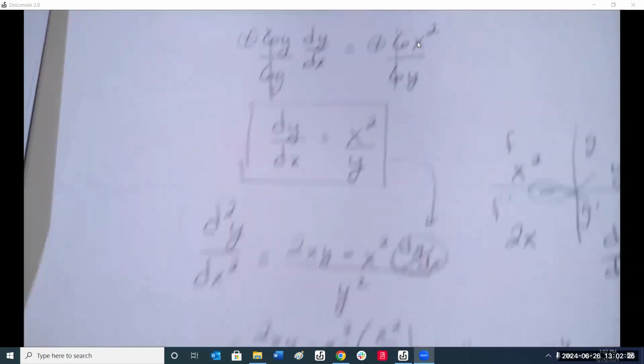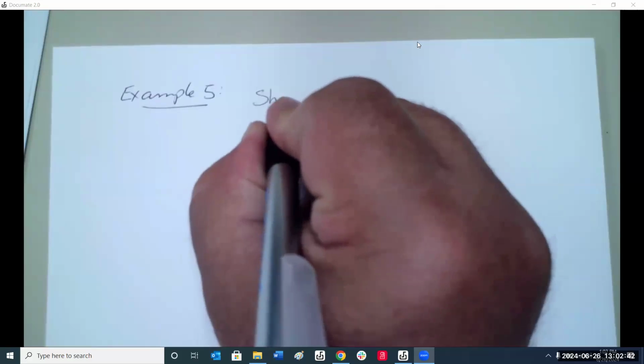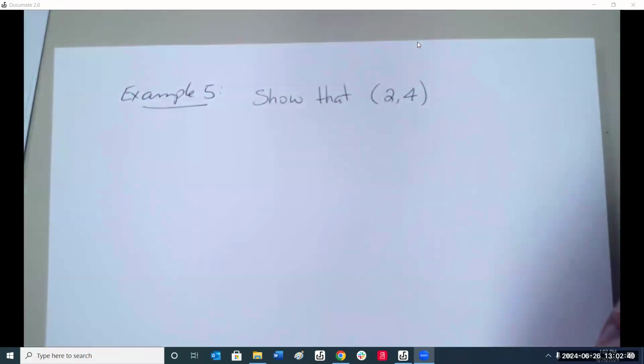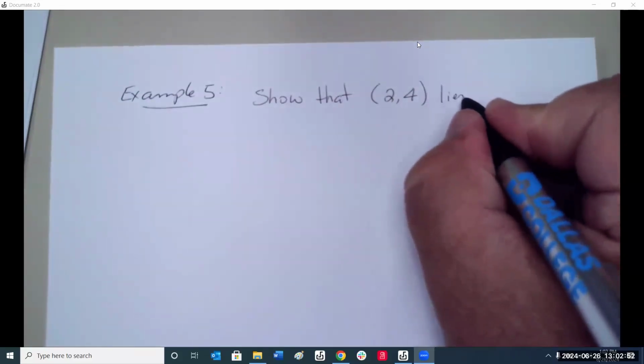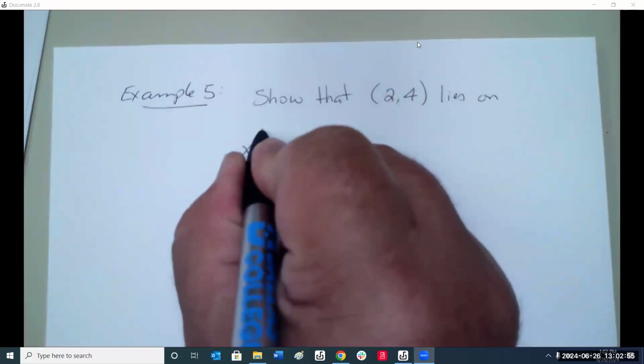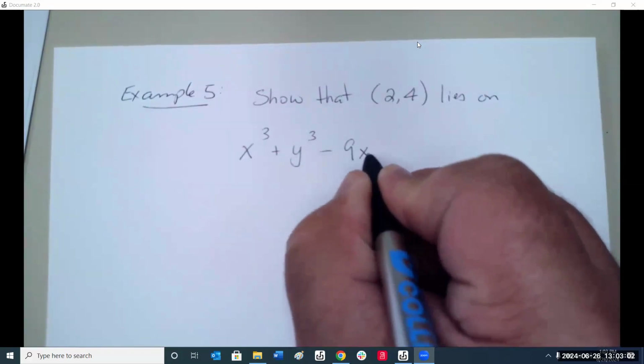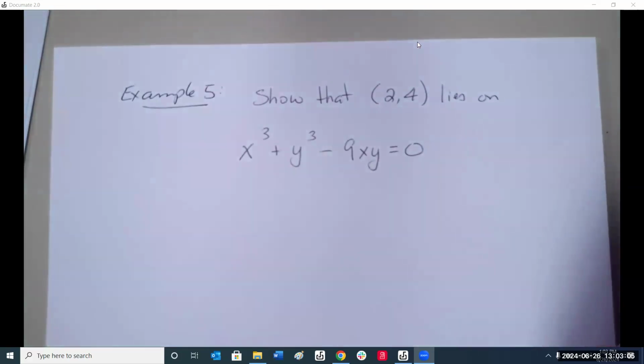Oh, example 5. Let's look at that one. Show that the point (2, 4) lies on the curve x cubed plus y cubed minus 9xy equals 0. Then find the tangent and normal to the curve there.